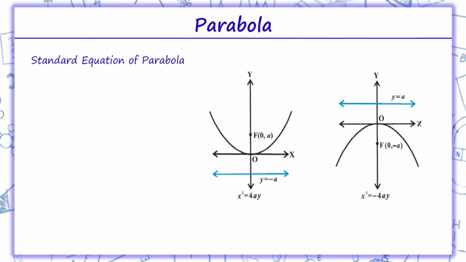Coming on to the next standard equations of parabola. We can see over here, this parabola is lying on the y axis, therefore, the equation of parabola is x square equal 4ay. When it lies on the negative y axis, the equation of parabola becomes x square equals minus 4ay.